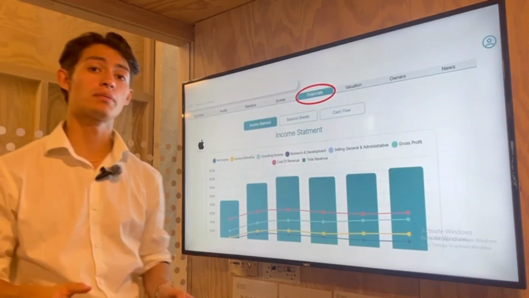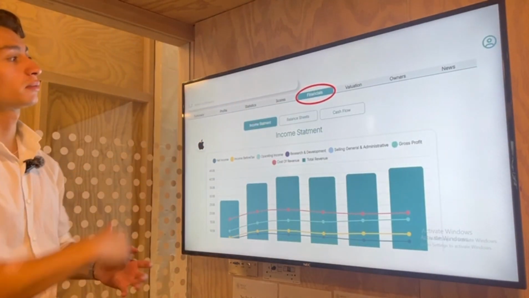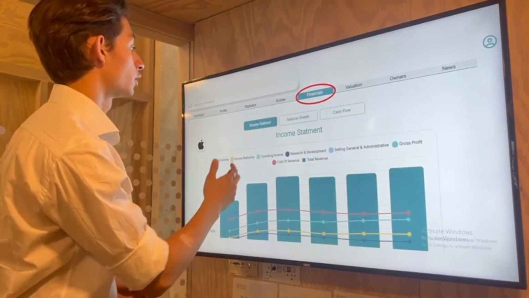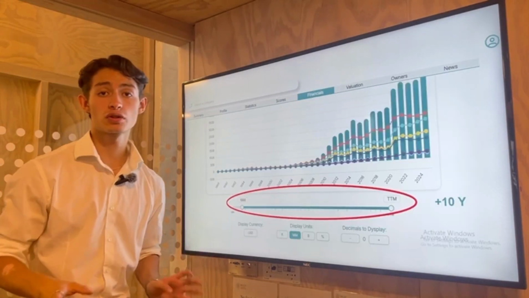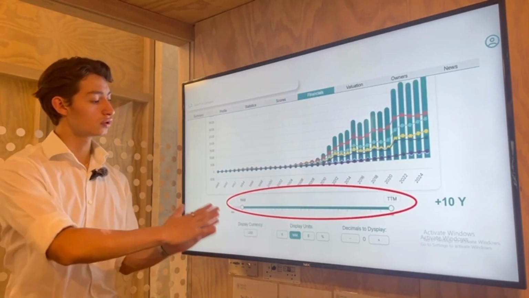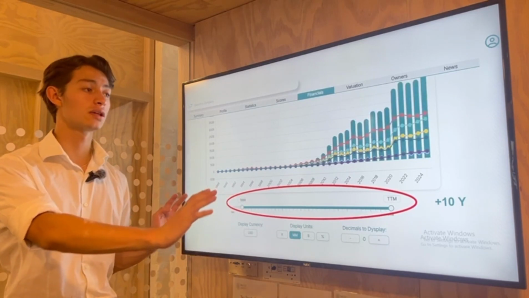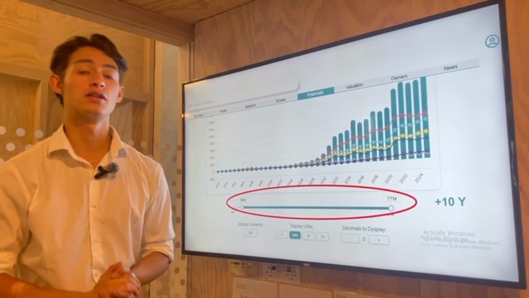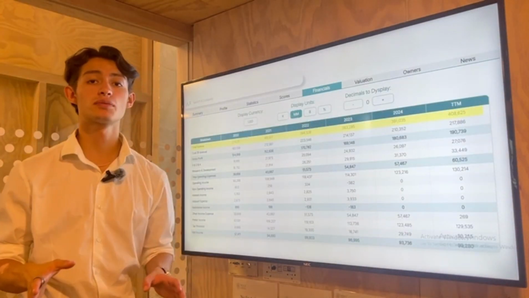Once we search the company, you will go to the Financials tab, where you can see the 3 different reports that we just talked about: the income statement, the balance sheet, and the cash flow. If you scroll down, at the bottom of the graph, you will find a timeline that will help you choose the range of years that you want to look at. You will be able to look at more than 10 years of data for any company that you search. Let's take a look at the actual income statement of Apple.